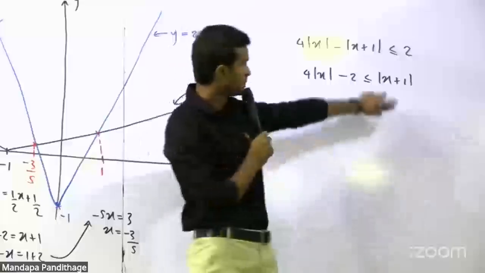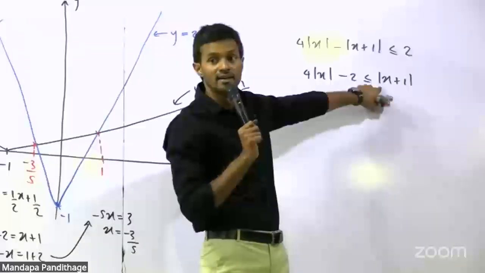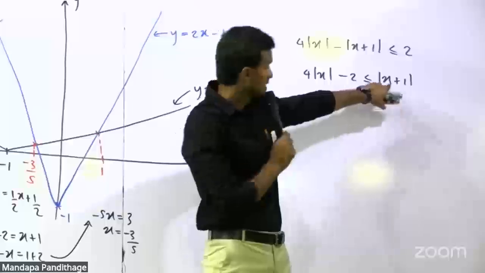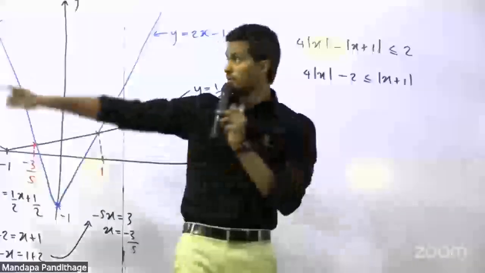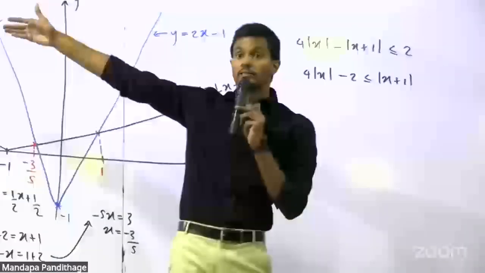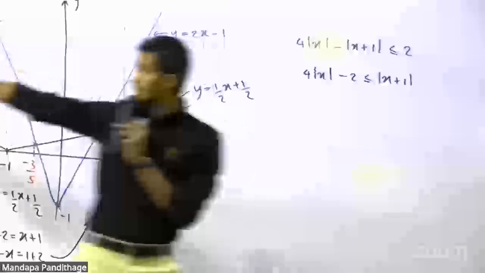So here you have modulus A. You have modulus x plus 1. Now tell me, what is missing here in terms of the graph that we have sketched? Tell me, the class, tell me what is missing. In terms of the graph that we have sketched, here, this one and this one, what is missing?